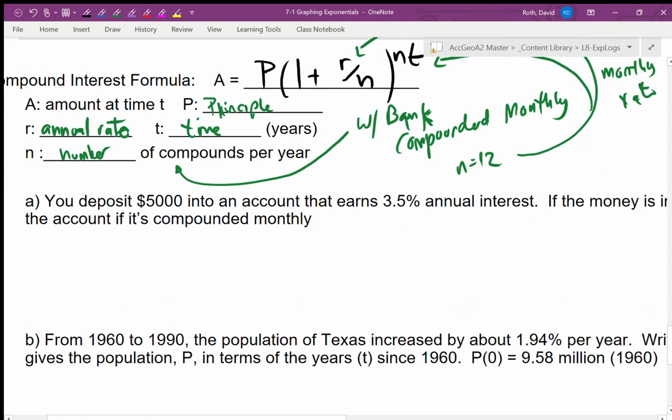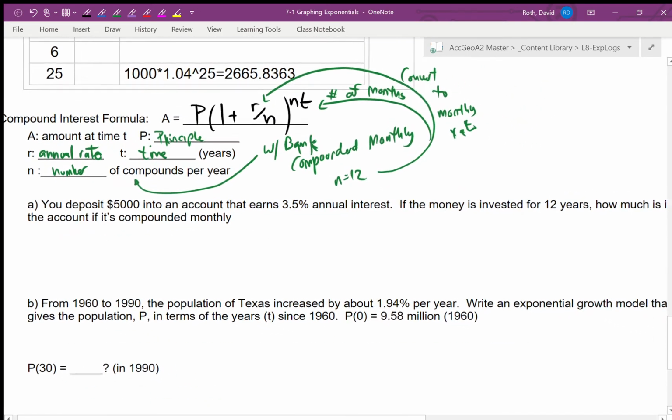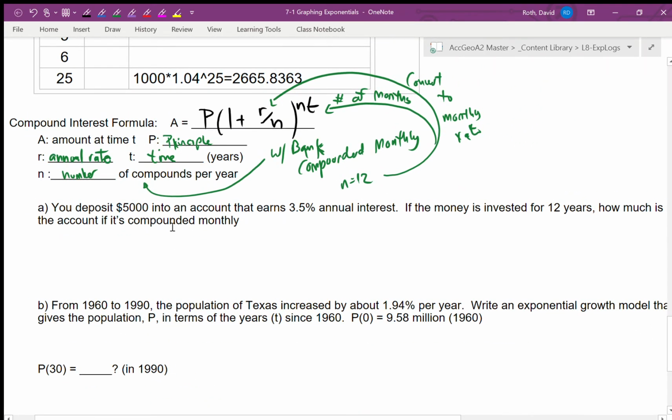Okay, easy enough. Let's try to use a formula. Go ahead and plug these numbers into this formula and see if you can get an answer. Hit pause, do it. Try it just like we would in class.